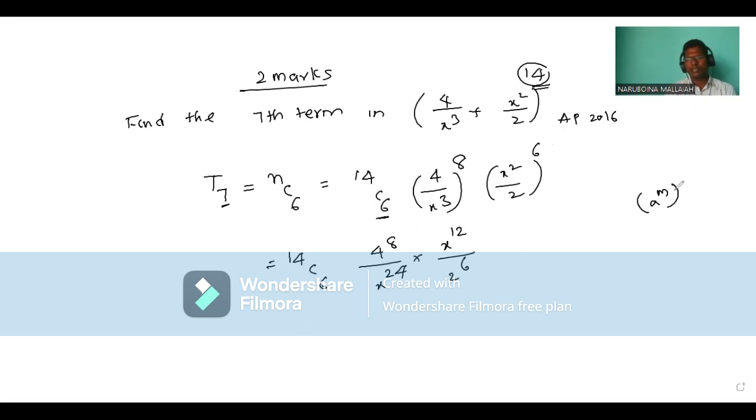Remember this formula: (a^m)^n is equal to a^(mn). When there is one power here and one power here, then we only have to multiply.